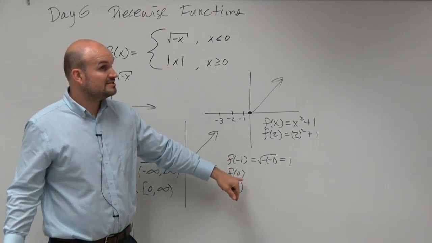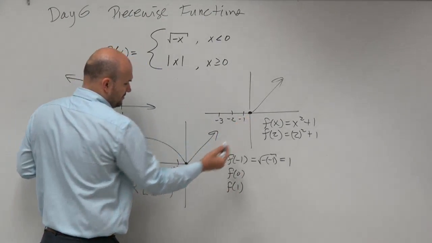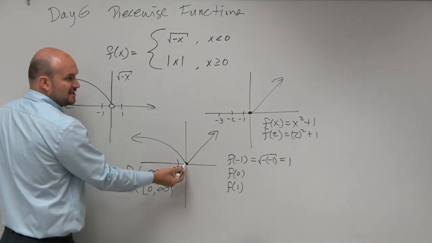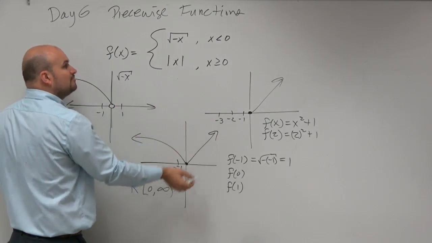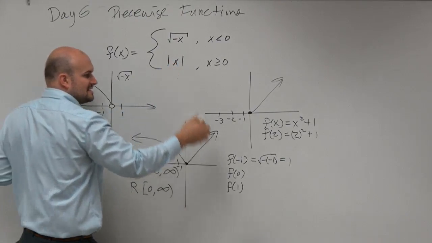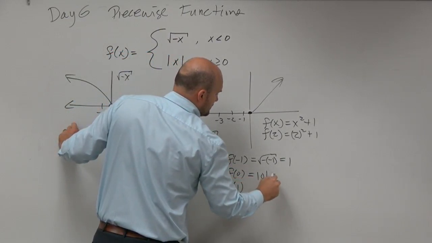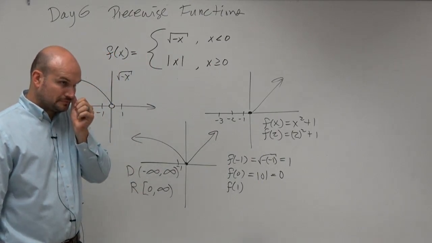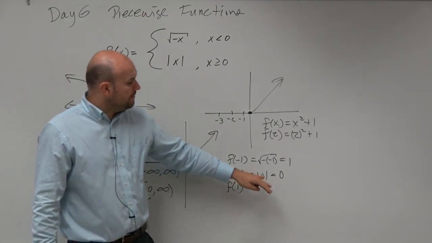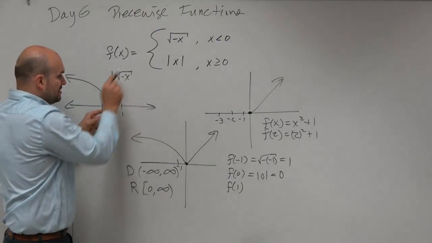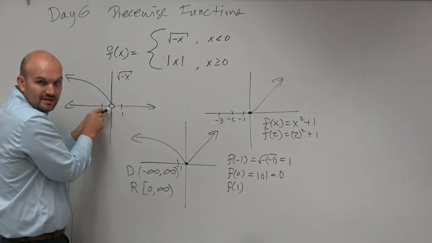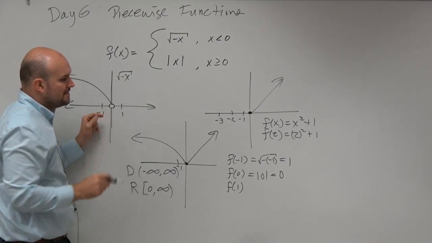But let's move on to the next value, 0. So again, we look at 0. Well, which function was defined for 0? The radical or the absolute value? It was the absolute value. So plug in 0 into this absolute value function, which is just going to give you 0. Now, again, it doesn't make sense to plug 0 in for the radical function because that function has a hole at 0, right? So it doesn't even make sense.